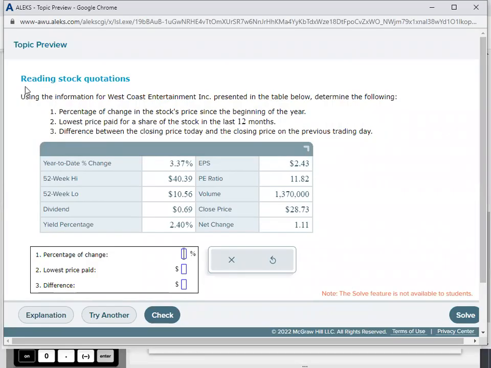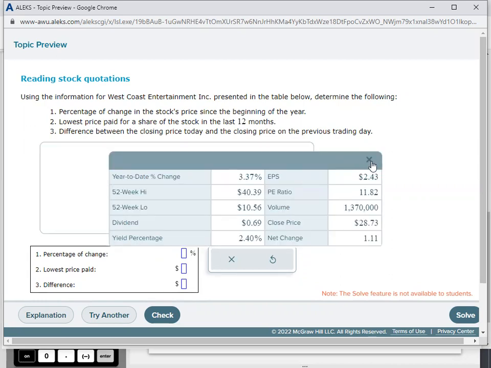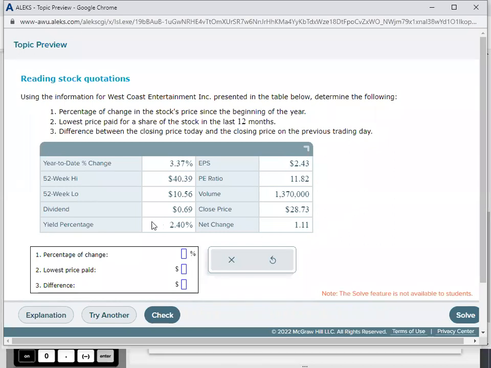Okay, on this one, reading stock quotations. There's a decent chance you are going to do this at some point in your life if you haven't already. So what does this button do? Nothing important. So let's just talk about this a little bit. So first of all, what are stocks?